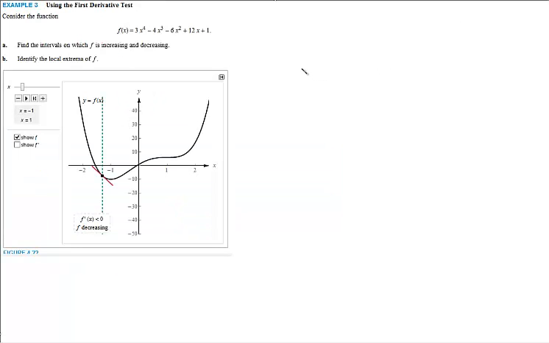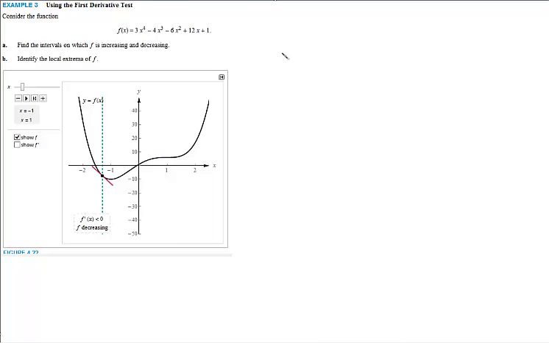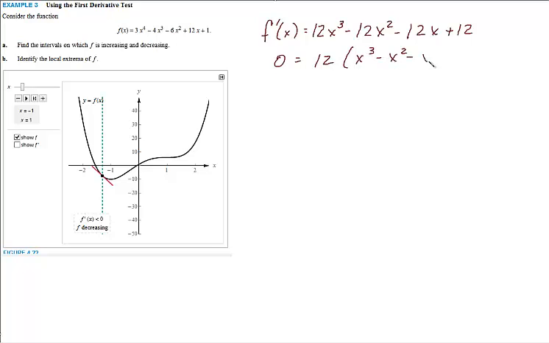Working really the same problem that we did just a minute ago. We're going to find where it's increasing and decreasing, and then we're going to use our theorem to state whether it is a maximum or a minimum. So f prime of x equals 12x cubed minus 12x squared minus 12x plus 12. Okay? Need to find the place where the derivative is 0 or undefined. I'm going to pull out that 12, giving x cubed minus x squared minus x plus 1.